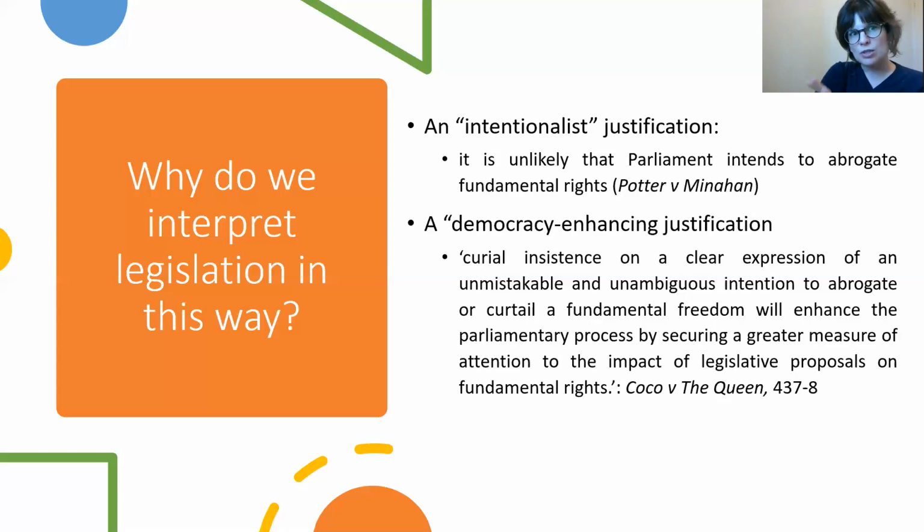That then caused the principle of legality to be justified in a different way, which I would call a democracy enhancing justification. And you see a statement of that kind that I've extracted there for you from Coco and the Queen. How is it that the principle of legality could enhance the democratic process? The claim is that it does so in two ways. The first is that it just ensures that rights are not abrogated by mistake.